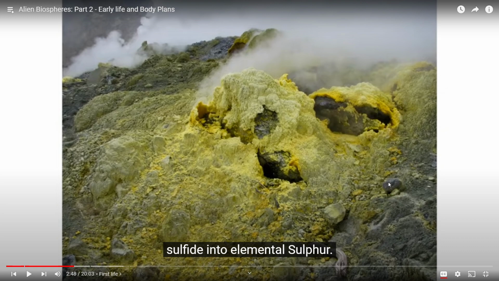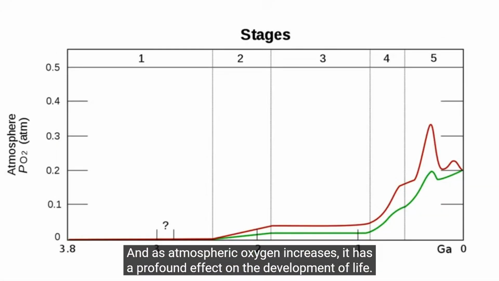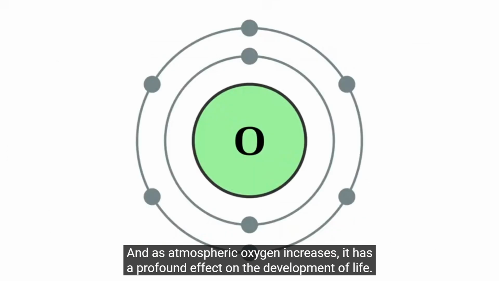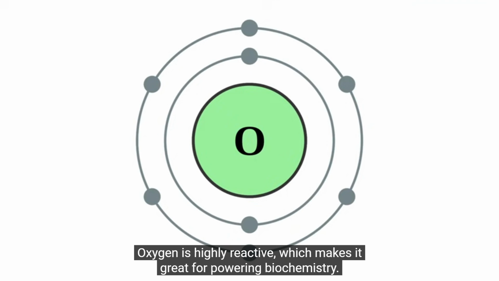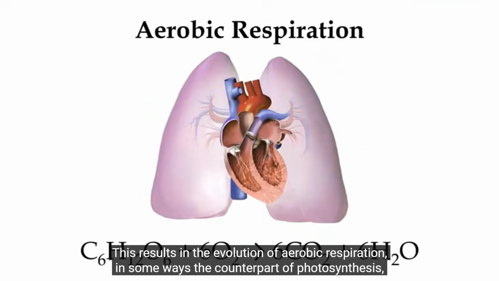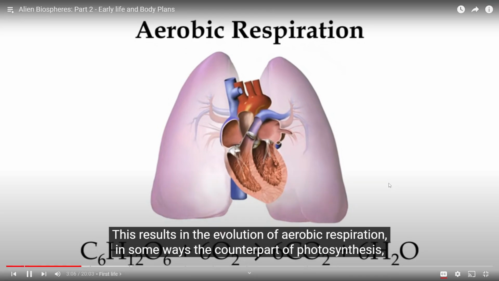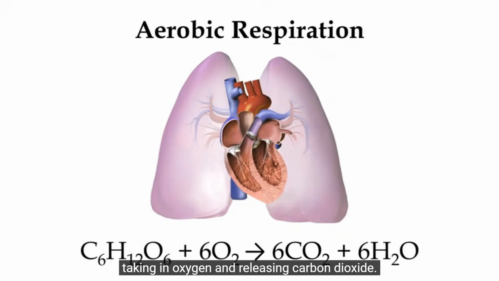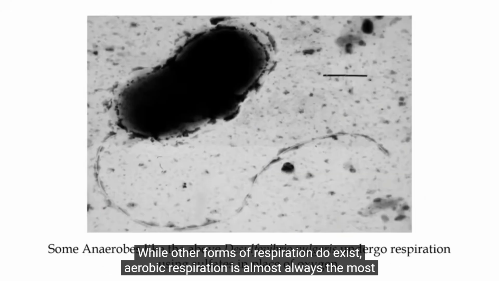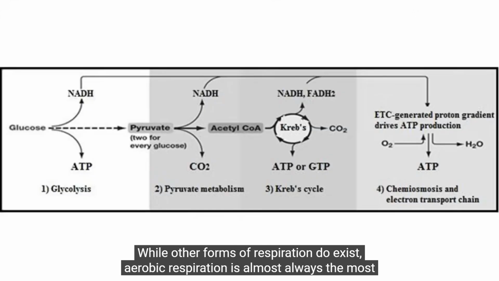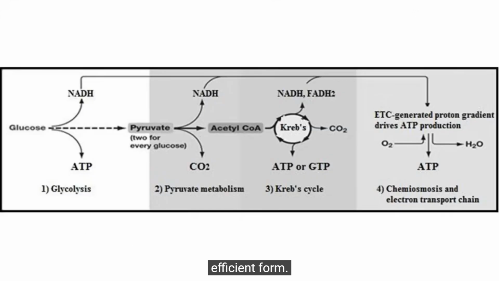And as atmospheric oxygen increases, it has a profound effect on the development of life. Oxygen is highly reactive, which makes it great for powering biochemistry. This results in the evolution of aerobic respiration, in some ways the counterpart of photosynthesis, taking in oxygen and releasing carbon dioxide. While other forms of respiration do exist, aerobic respiration is almost always the most efficient form.